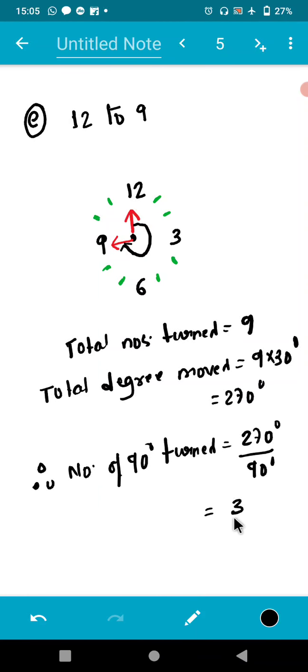Fine. So that's it for today's session. I believe that sum number F, you can all do by yourself.